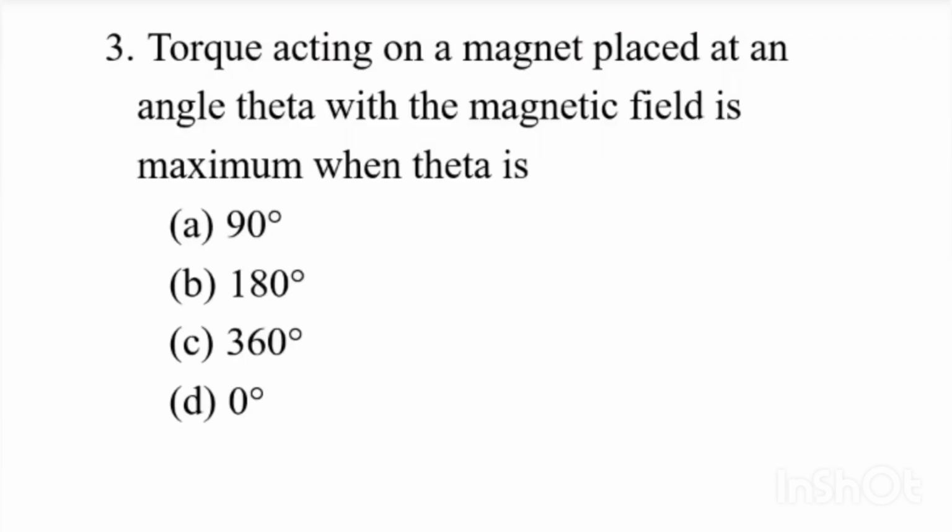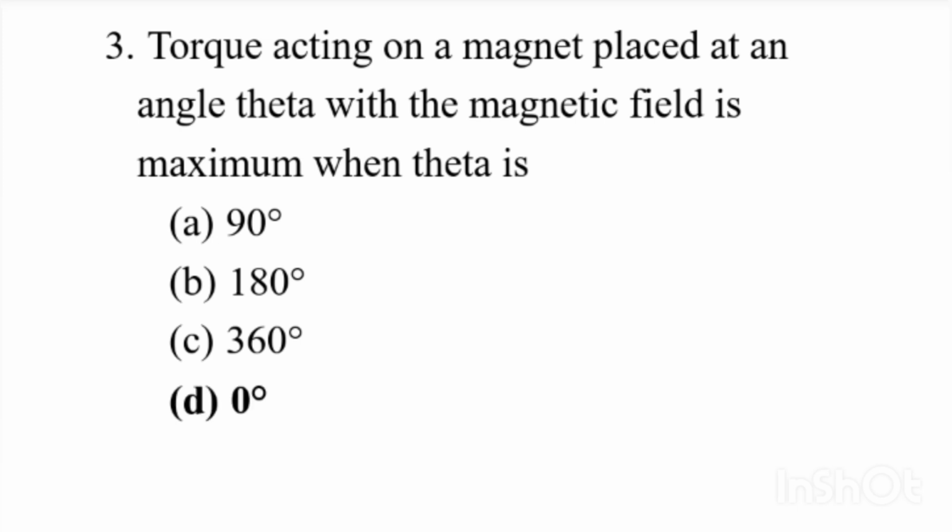Question number 3. Torque acting on a magnet placed at an angle theta with the magnetic field is maximum when theta is option A 90 degree, option B 180 degree, option C 360 degree, option D 0 degree.